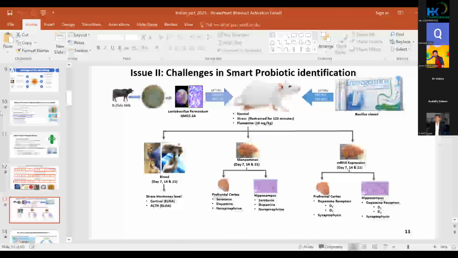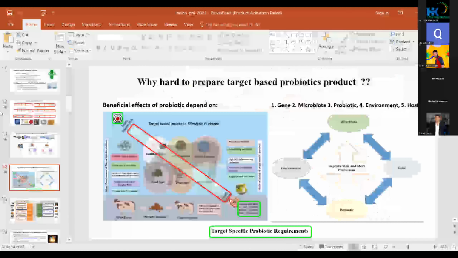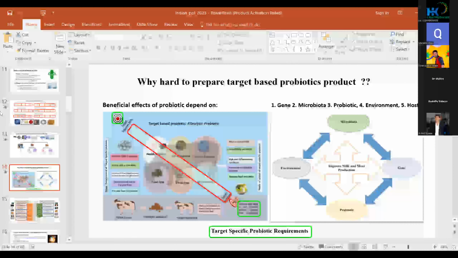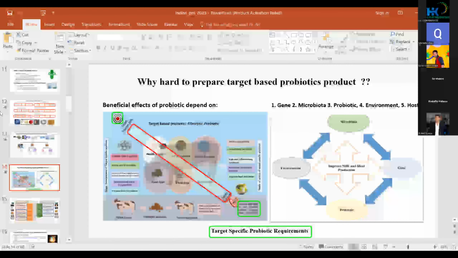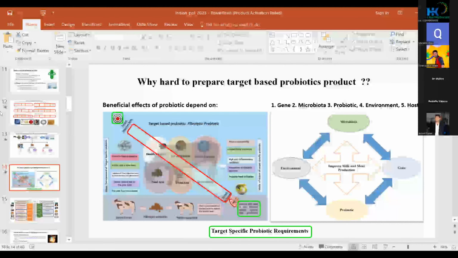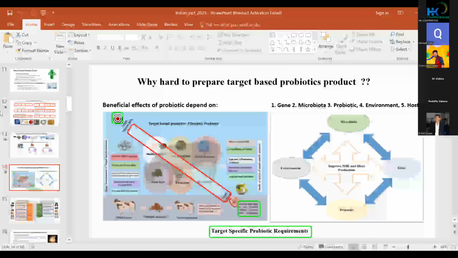Why is it hard to prepare a target-specific probiotic product for the market? Number one, the major issue is with target-based probiotics. If you are setting up small yeast-based probiotics in your lab, you have to screen out the phenotypical test.